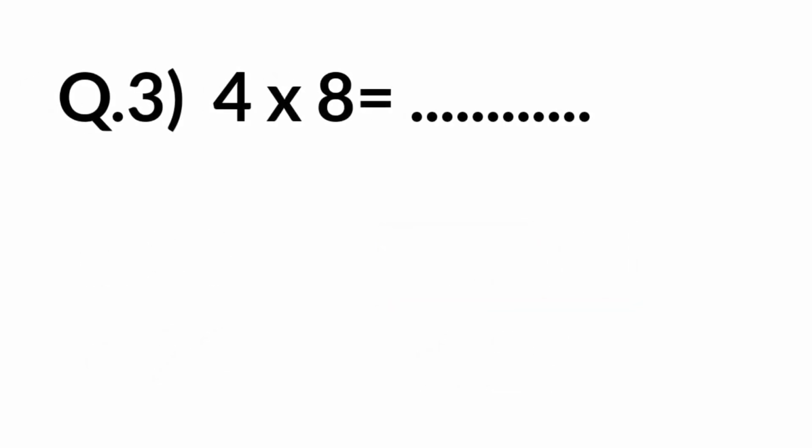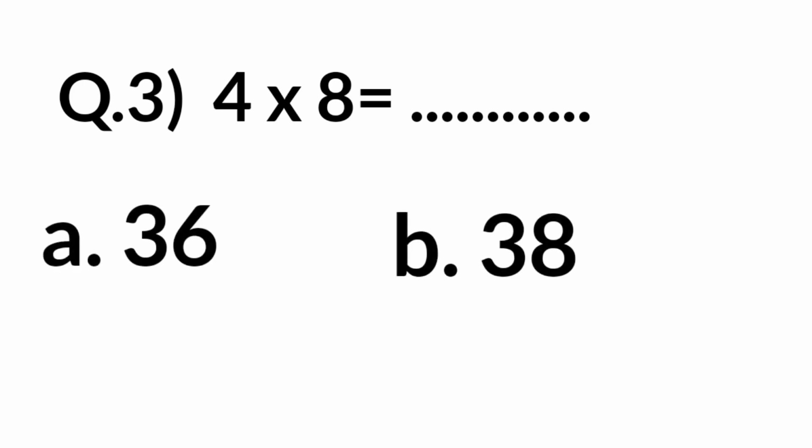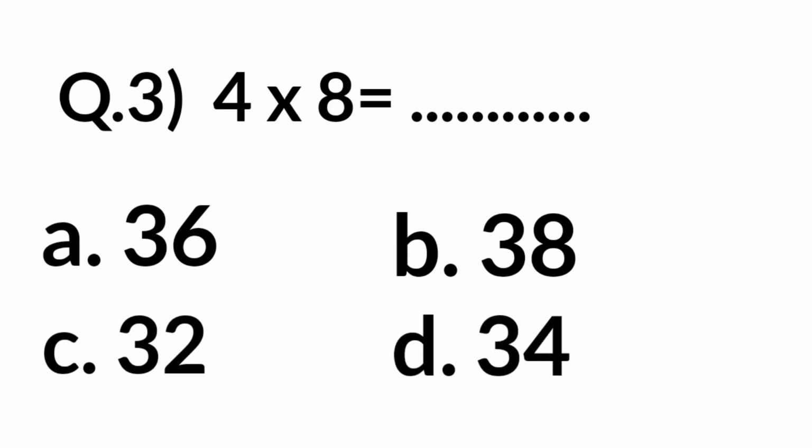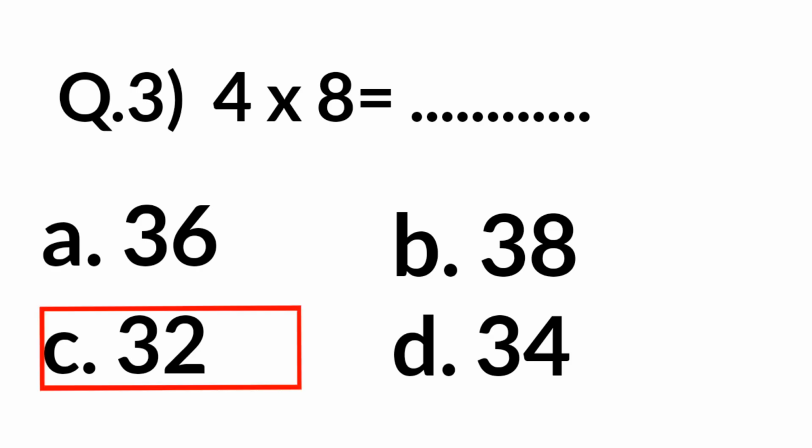Question number 3. 4 multiplied by 8 is equal to option A 36, option B 38, option C 32, and option D 34. Your correct answer is 32.